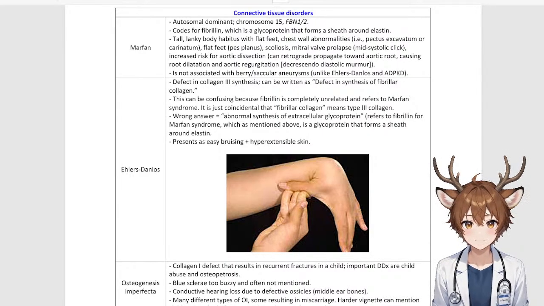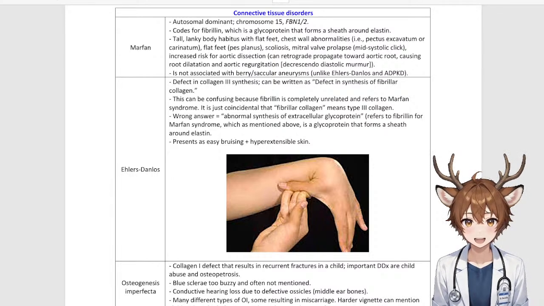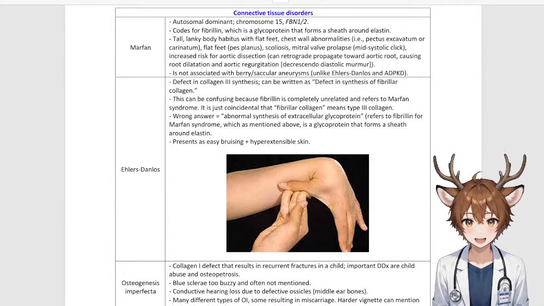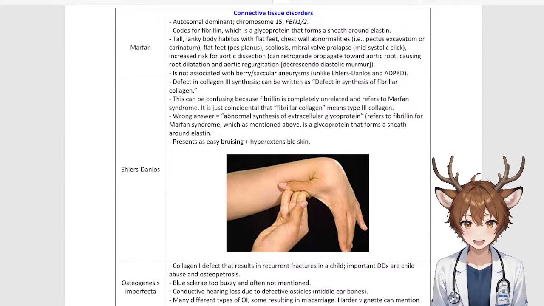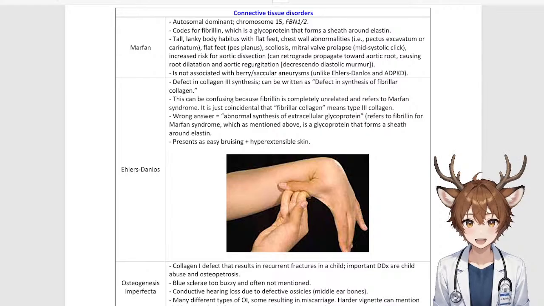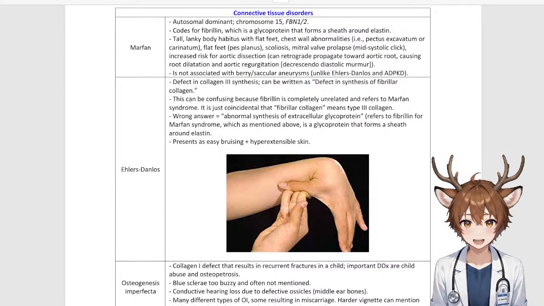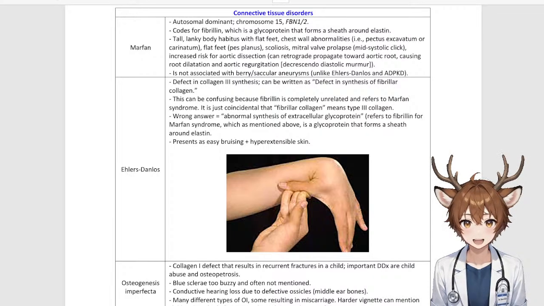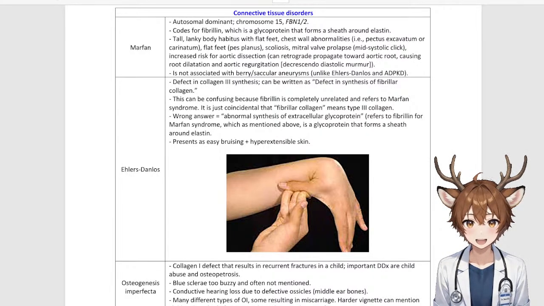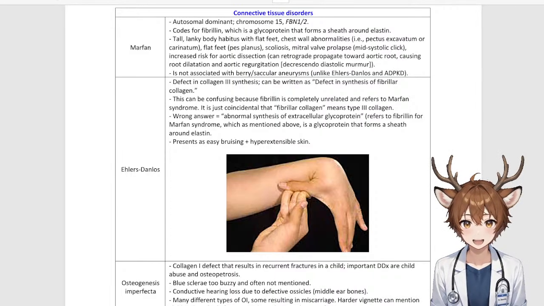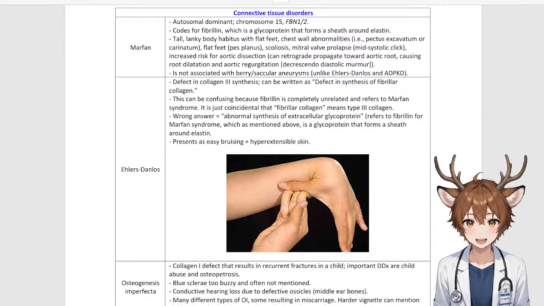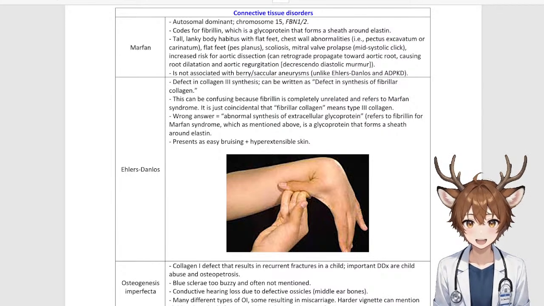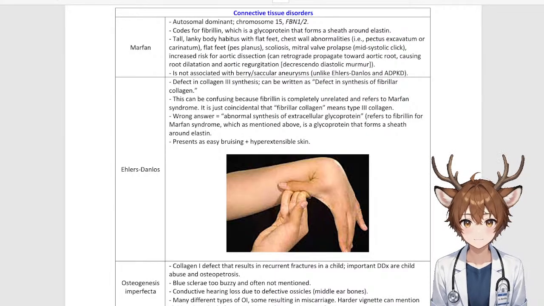Connective tissue disorders. Marfan: autosomal dominant, chromosome 15, FBN1/2. Codes for fibrillin, which is a glycoprotein that forms a sheath around elastin. Tall, lanky body habitus with flat feet, chest wall abnormalities, i.e. pectus excavatum or carinatum, pes planus, scoliosis, mitral valve prolapse, mid-systolic click. Increased risk for aortic dissection, can propagate retrograde toward the aortic root, causing root dilation and aortic regurgitation, a decrescendo diastolic murmur. It is not associated with berry/saccular aneurysm, unlike Ehlers-Danlos and ADPKD.